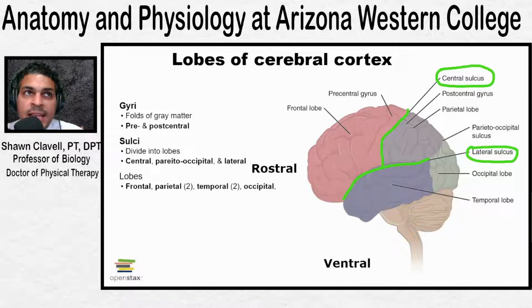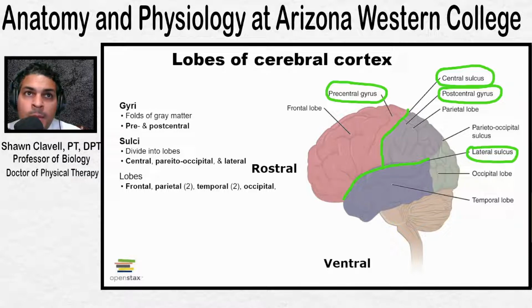Now, just anterior or rostral to the central sulcus, we'll see the precentral sulcus. The precentral sulcus, and just posterior is the postcentral sulcus. Again, these are anatomical structures that we're identifying here. We'll identify their physiological names as well. But the precentral gyrus and the postcentral gyrus are located anterior and posterior to the central sulcus.